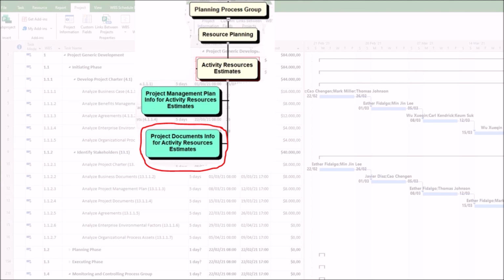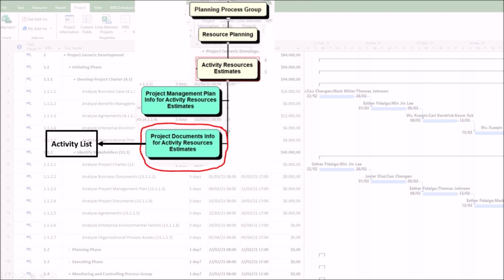Considering documents like the risk register and resource calendars ensures that resource estimates are not only accurate in a vacuum but also realistic within the project's specific constraints and potential uncertainties. The key project documents used, and their specific roles in the estimation process, are presented now.